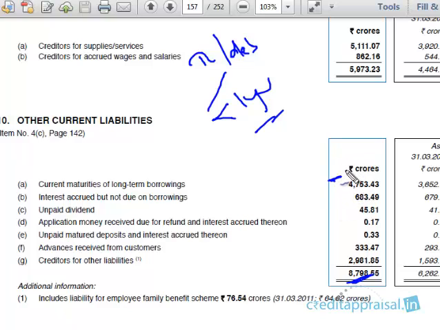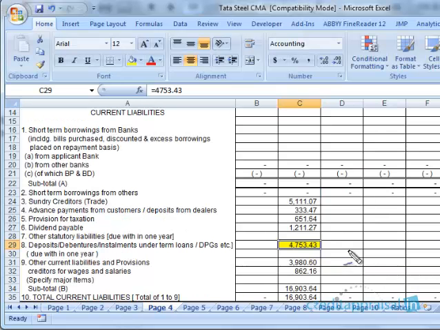We have a relevant head for it under the CMA data. So this item goes there. Okay, 4753.43. So 4753.43 goes under deposits, debentures, installments of term loan that are due within the 1 year, and it's a current liability. Okay, so this entry we have made.